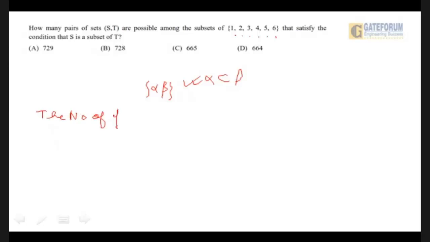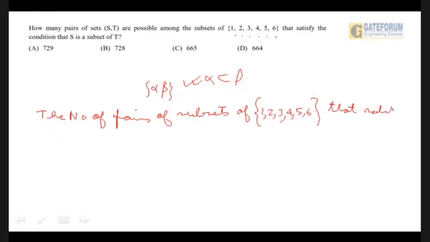The number of pairs of subsets of this one. They haven't given any name to it, so hence we have to write it like this. That satisfy the conditions. I'm not writing the conditions. That will be given by, see, there are 6 elements. Out of the elements, select 0 elements. You can select 0 elements in these ways. And with it, you multiply 2 to the power 0.